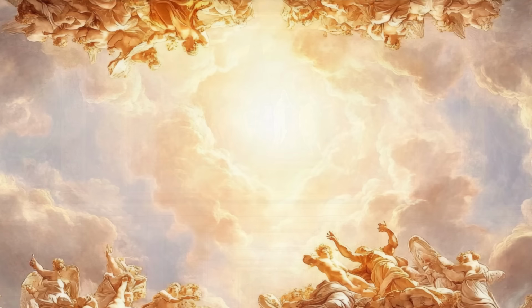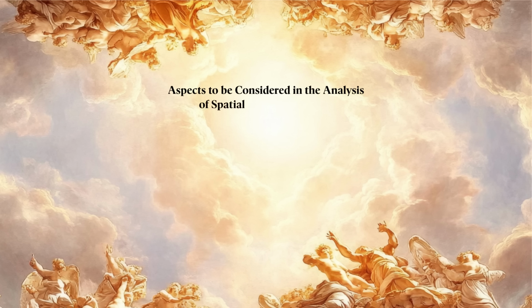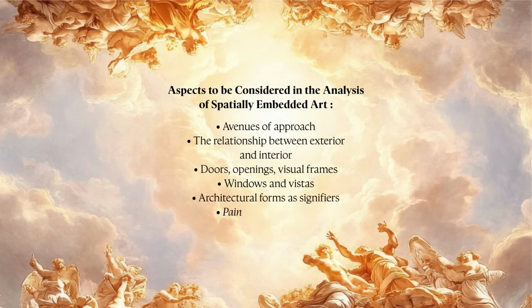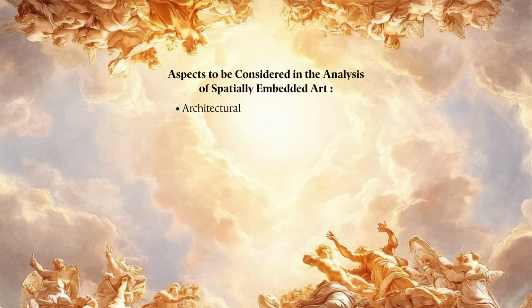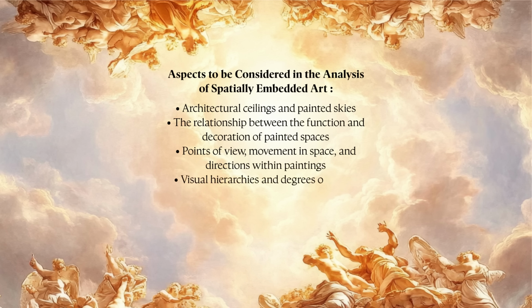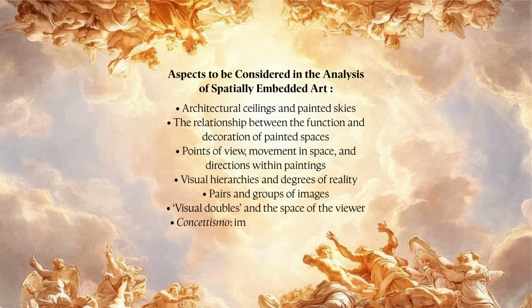embedded art. In the final chapter of her book, she provides an overview of numerous aspects that need to be considered when analyzing mural paintings, such as avenues of approach, the relationship between exterior and interior, doors, openings, visual frames, windows and vistas, architectural forms as signifiers, painted architectures, architectural ceilings and painted skies, the relationship between the function and decoration of painted spaces, points of view, movement in space, and directions within paintings, visual hierarchies and degrees of reality, pairs and groups of images, visual doubles, and the space of the viewer, concretismo, image, architecture, and text. We will highlight a few of these aspects.